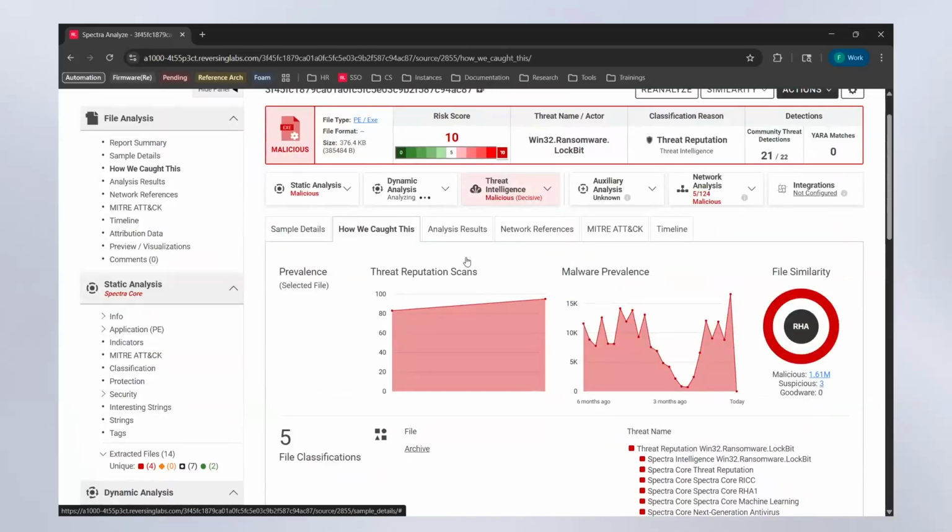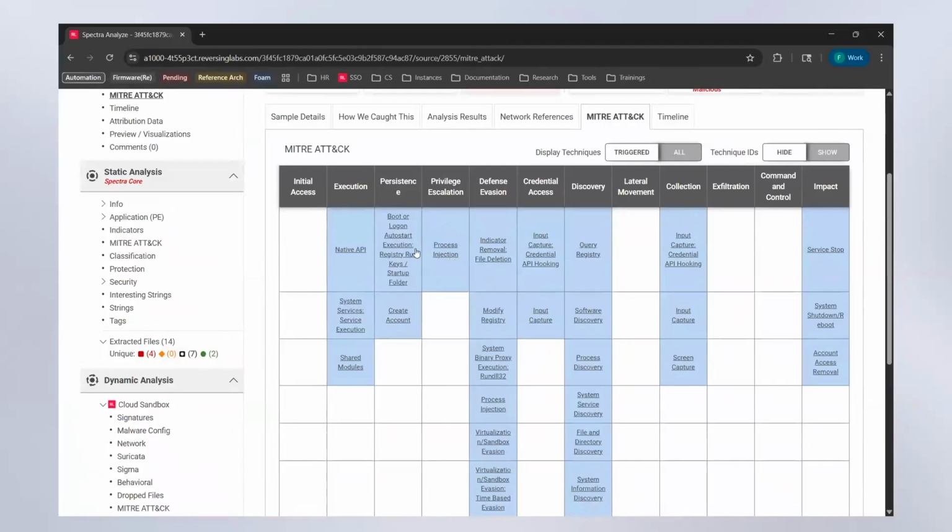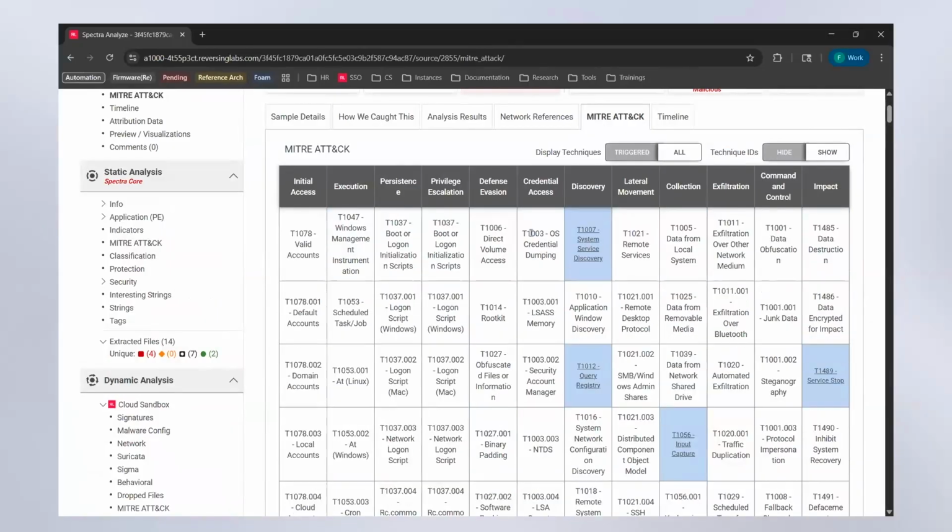We pull MITRE ATT&CK as well from the static analysis using a couple different methods, right? But this gives you an overarching view of where it falls within the entire attack technique grid, what it was doing. You'll see later on this gets enriched when we do dynamic analysis, because there's only so much that static analysis will let you pull back. But within that, you have interesting strings, tags, and extracted files associated with it, just from the static analysis.